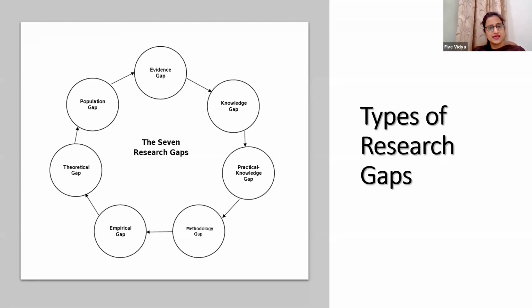First is the evidence gap. A knowledge gap could also be there. Then practical knowledge gap, methodology gap, empirical gap. Then theoretical gap and population gap. So all these gaps can be there, and you can pick up these gaps and formulate a new research.